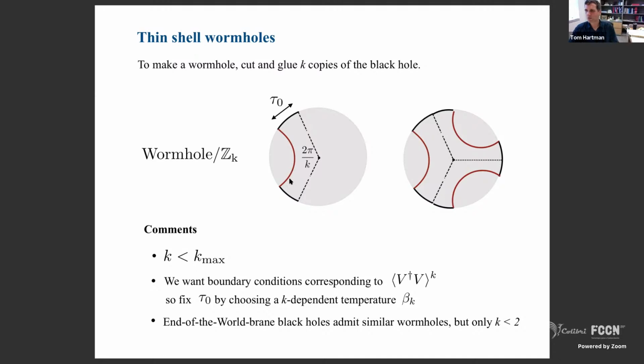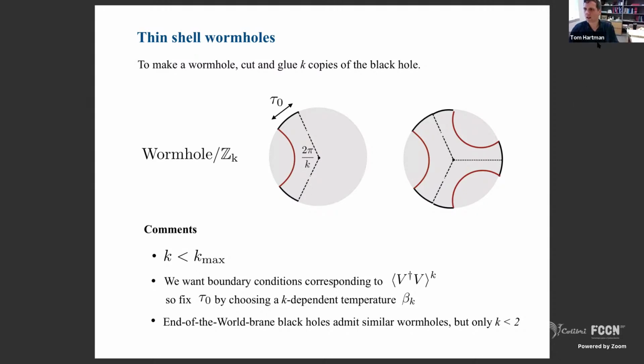The equation of motion for the end of the world brane is different than the equation of motion for the thin shell. And it leads to another key difference, which is that these end of the world brane black holes do admit wormholes, but only with K less than 2 boundaries. K max in that case is always less than 2. So you can't actually form true multi-boundary solutions in that case. You can only form these fractional wormholes where K is somewhere between 1 and 2.